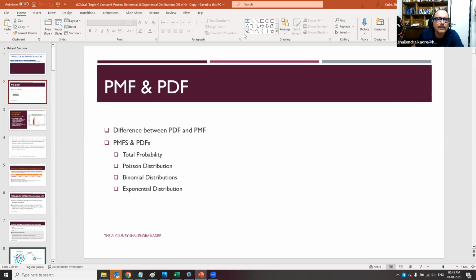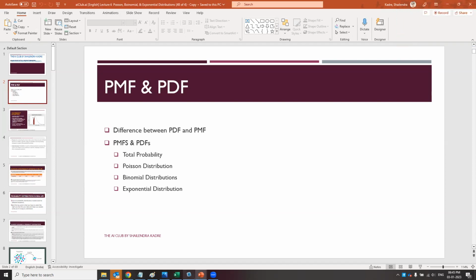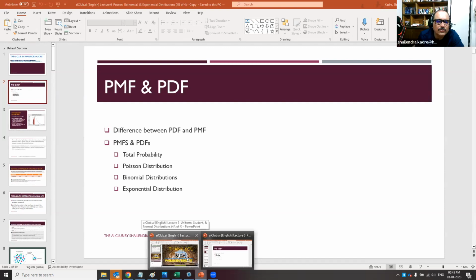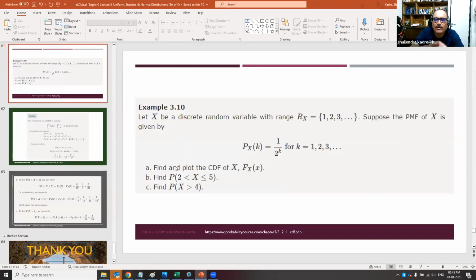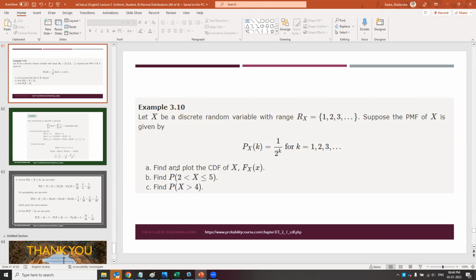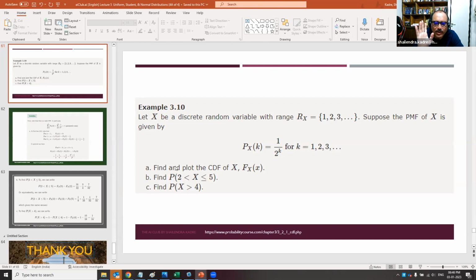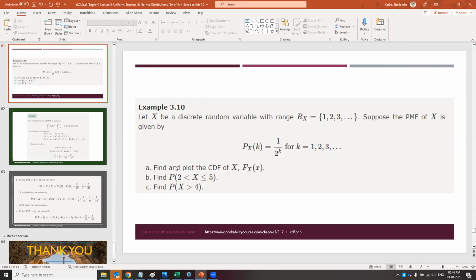Am I sharing my screen? Yes, sir. Here you saw the PDF; what was the PMF in this problem? Guys, it is in front of you, you are not reading and telling. What is the PMF in this case? Student: Sir, 1 upon 2 to the power k is the PMF, right? Do you agree with this, Amit and Jignesh? Yes, sir. That is the PMF.